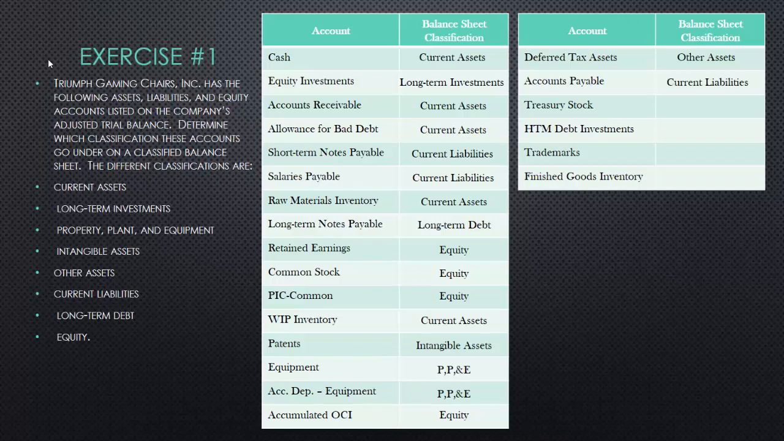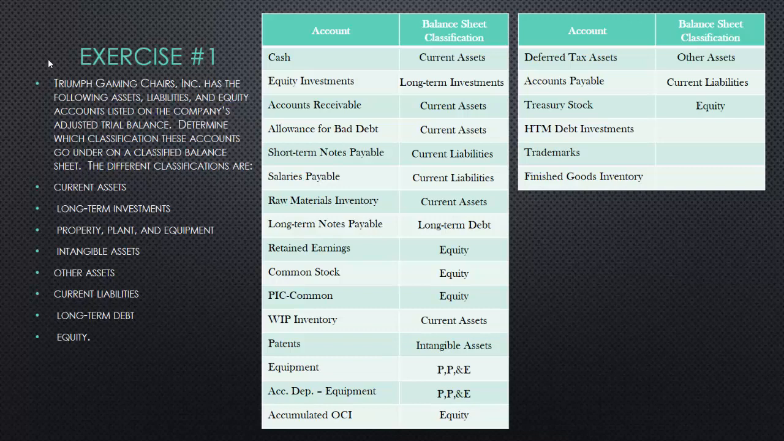Treasury stock is our own outstanding stock that we have bought back and now we hold on to. So we bought it back from the public at some point, but all stock accounts are always going to be listed under equity as long as they're not investments.